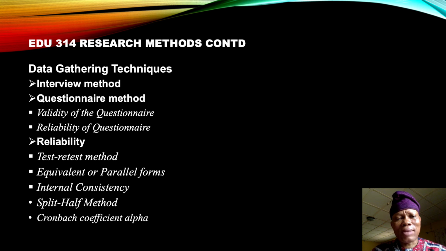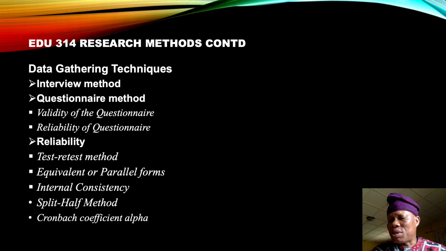What this means is that after you must have drawn your questions, you give them to experts in the relevant field, in your faculty or in your college, to help you look at them, because there are some questions that may confuse your target respondent. So those experts will identify those ambiguous questions and ask you to do what? To remove them.